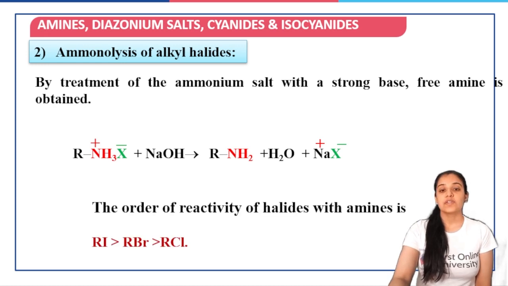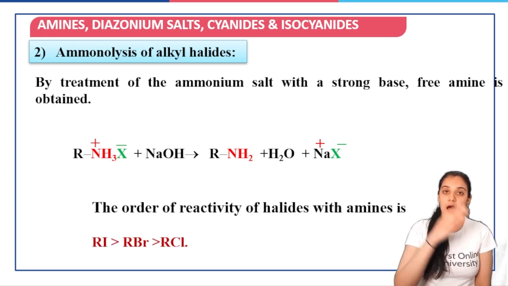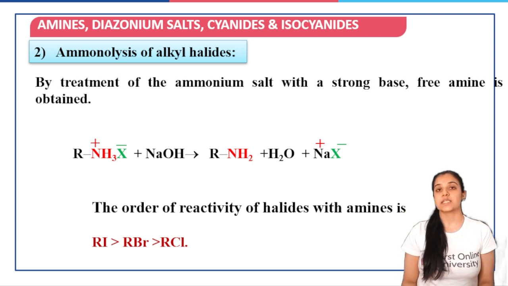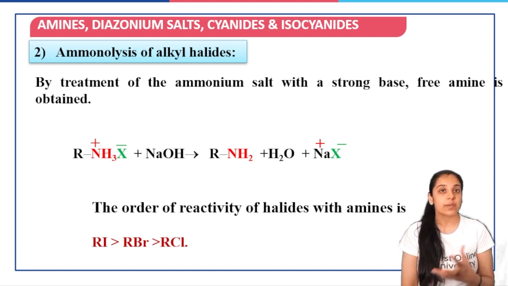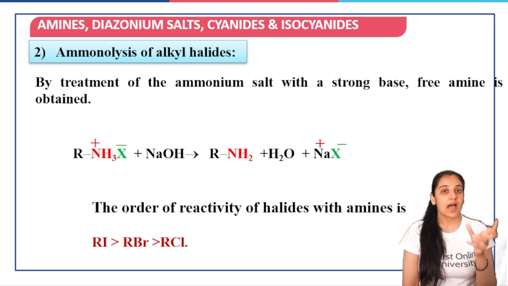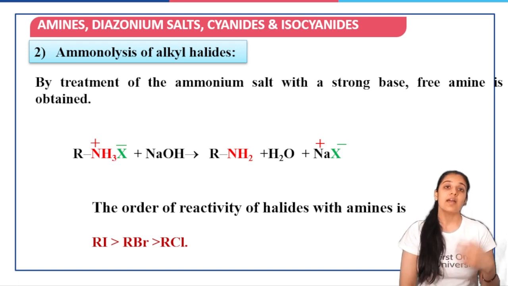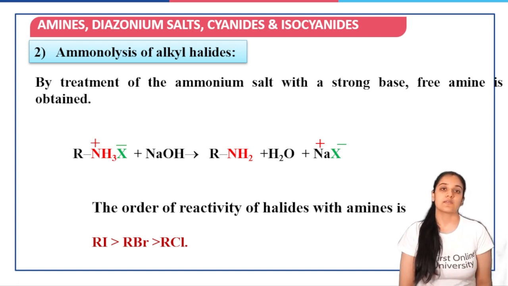The order of reactivity of halides with amines is going to be RI followed by RBr followed by RCl. We have already seen in the case of alkyl halides that the order is this because as the size of the halogen atom increases, the bond strength decreases, the bond length increases, and it becomes easier for the bond to break. And when the bond is easy to break, the reactivity is high.